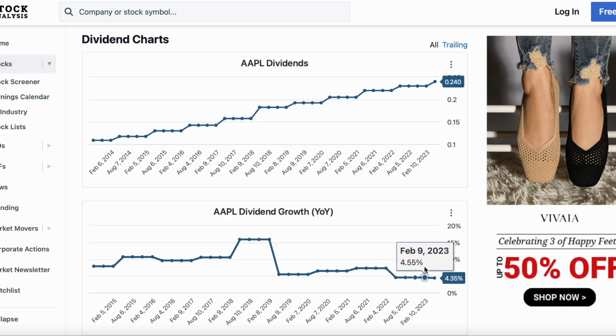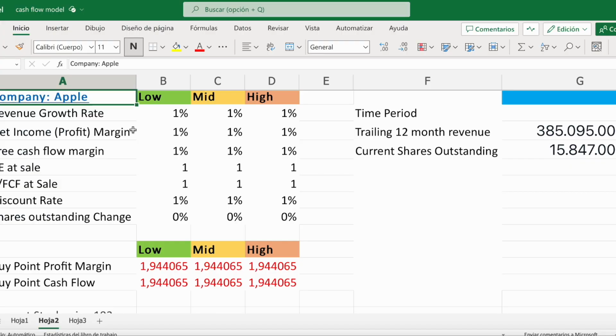Now, to determine what price you should pay for Apple stock, I am going to use my Excel spreadsheet, which tells me at what price you should buy a stock based on the assumptions you put in about the future of the company on revenue growth, profit margin, free cash flow margin, PE and price to free cash flow, the discount rate, and the change in shares outstanding. And I am going to do a 7-year analysis. I'm also going to explain the assumptions as we go along.